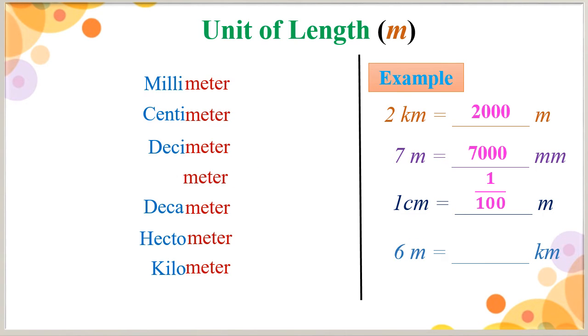6 meter equals dash kilometer. Here meter is the smallest unit and kilometer is the biggest unit. Here we want to find the intervals. There are three intervals. That means we divide 1 by 10 into 1 by 10 into 1 by 10. That means 1 by 1000. Already we have 6. So 6 into 1 by 1000 will get 6 by 1000.